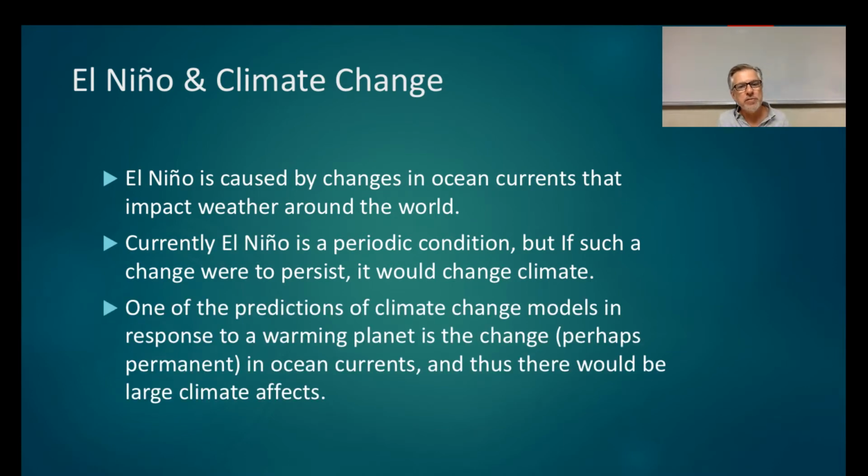One of the predictions of climate change models in response to a warming planet is the change, perhaps permanent, in ocean currents, and thus there would be large, unpredictable climate effects that we would have difficulty understanding. In other words, these would be emergent properties that are unpredictable. We could not understand until we actually see what happens.